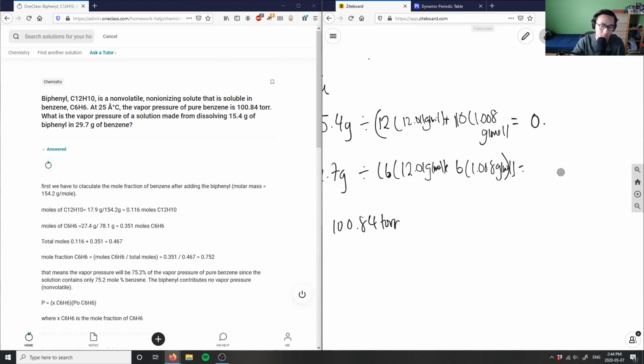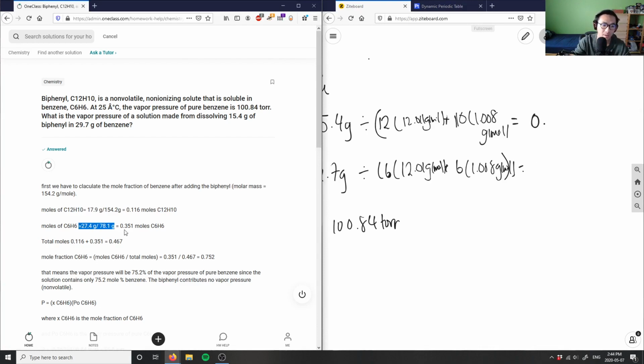And I would get, let's see, 12 times 12.01 plus 10 times 1.008 would give me a molar mass of 154.2. If we divide that by 15.4, I would get 0.99 here. So something is up. Oh, I understand why now.